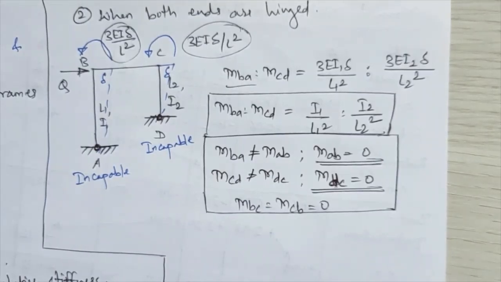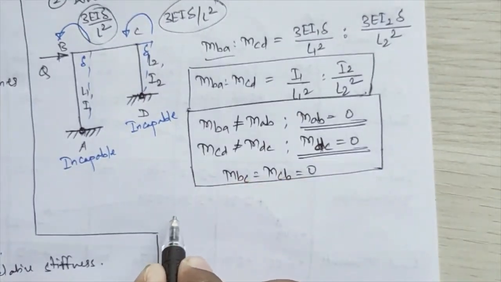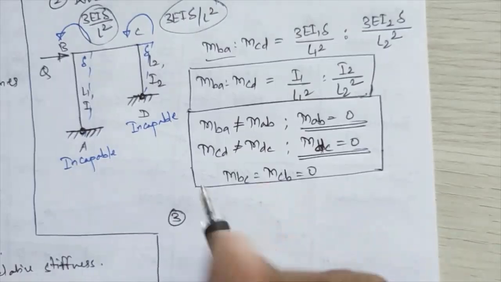So if supports are capable, and the further support is capable, you have to apply the moment over there. If the further support is incapable, that is the hinge support, at that time your moments will become directly equal to 0. So this will be your case number 2. Now we'll move to case number 3, which will combine both the first and second cases.